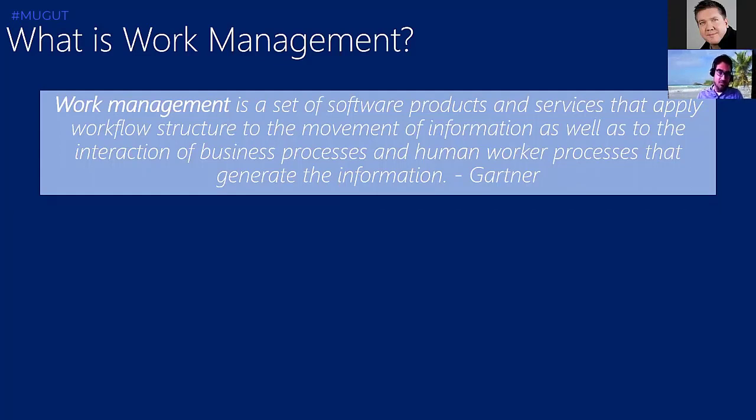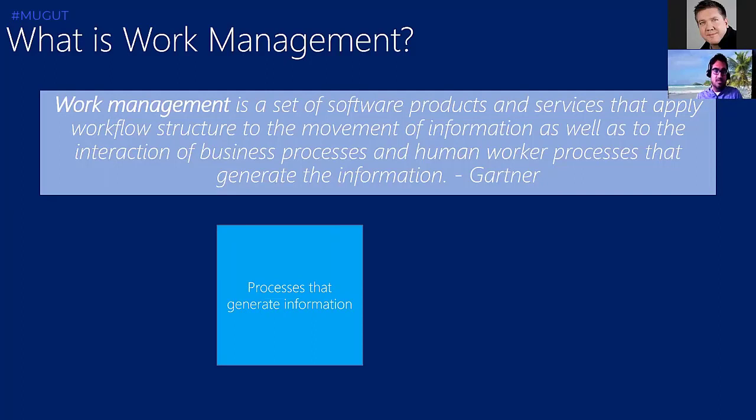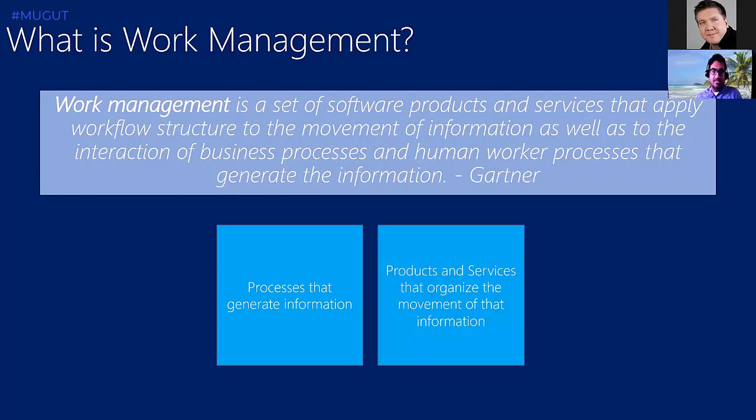At its core, to me, work management involves processes that generate information or tasks, right? And then there are products and services that organize the movement of that information. If you take an example of creating materials in your enterprise resource planning system, then there's a movement of information there. So there could be a project plan that tells you when to complete which task by, but at its core level, somebody still has to do the work. The management of that work is what I think of as work management.